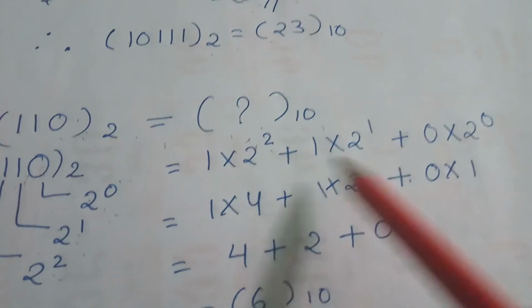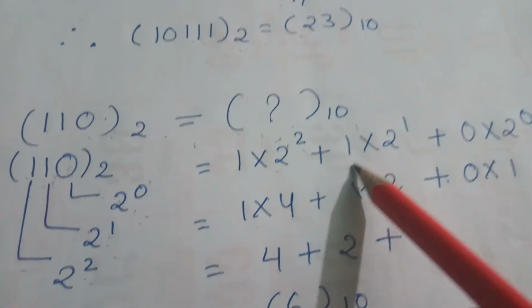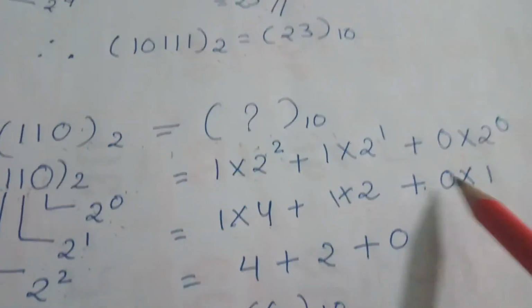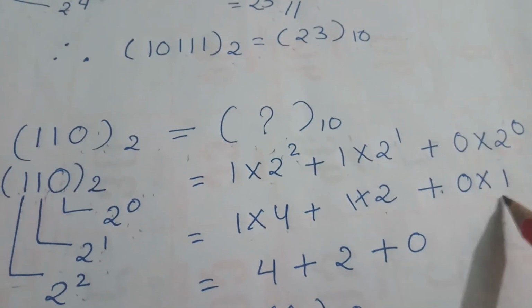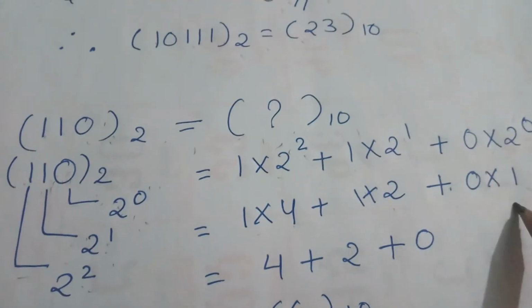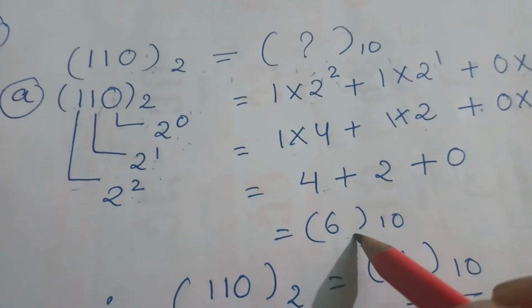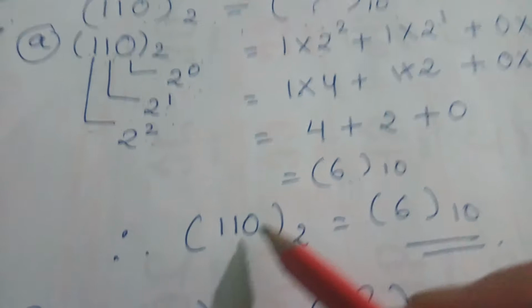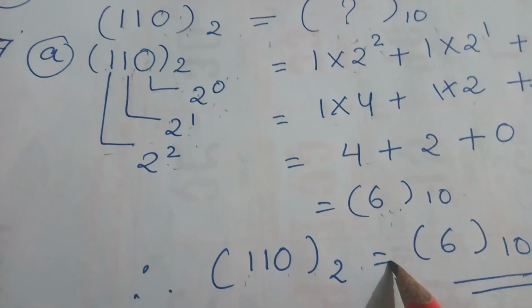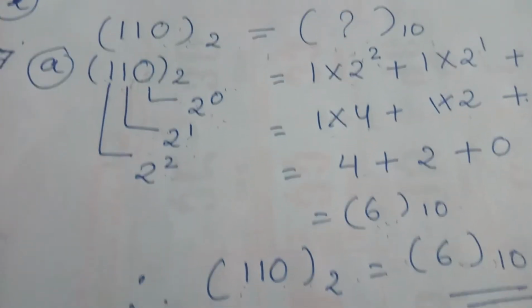And now simplify them. 2 raised to power 2 is 4, so 1 into 4, and then 2 raised to power 1 is how much? 2, so 1 into 2, plus 2 raised to power 0 is 1. Directly you can write 0 over here, because 0 multiplied by anything is always 0. And now add them up, you will get how much? 6. Therefore your binary number 110 to the base 2 is equal to 6 in the decimal number system, to the base 10.